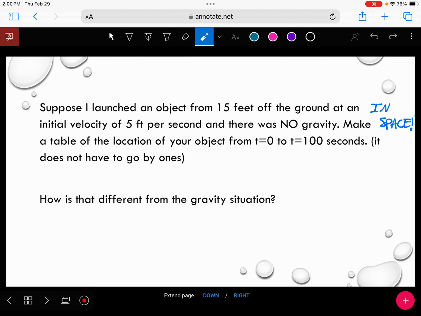So it just said the location. Maybe they meant height. Maybe they meant distance. But this distance is going to be the same as the launch height. So it would have been 500 feet that way, or 500 feet that way. I mean, or that way. Direction doesn't matter in space.